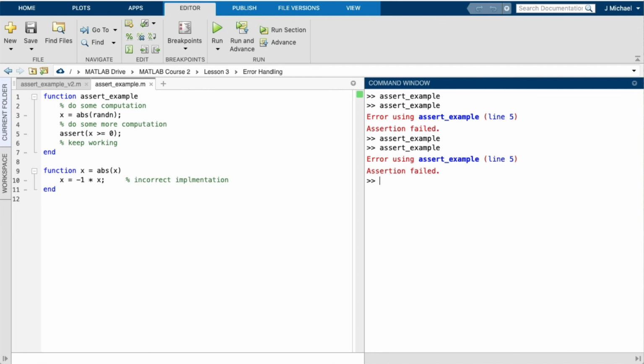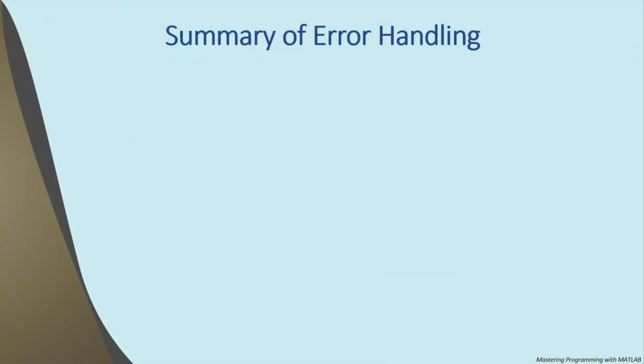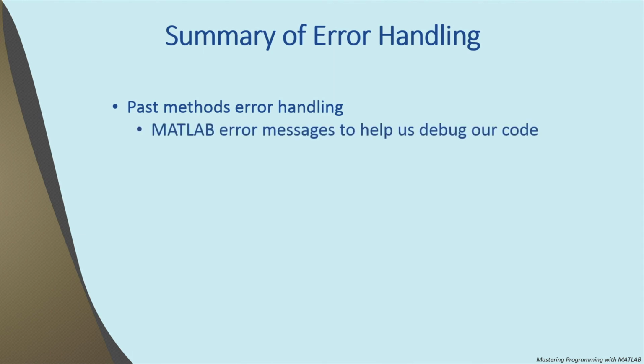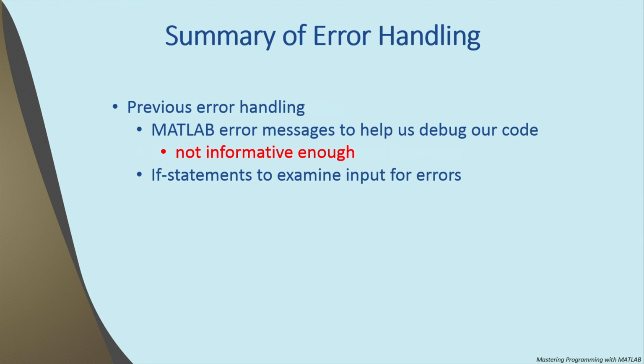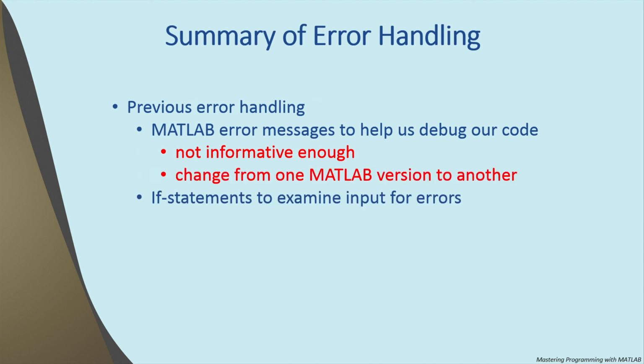And with that, we'll wrap up this lecture on error handling. We began it by looking at ways that we've handled errors in the past, which were to use information from MATLAB's error messages to help us debug our code, and to use if statements to examine input to our functions for errors. We found that error messages from MATLAB are sometimes of limited value because they're not informative enough and can change from one version of MATLAB to another. And we found that detecting bad input is limited because there are so many kinds of error that writing code to detect all of them is just not feasible.